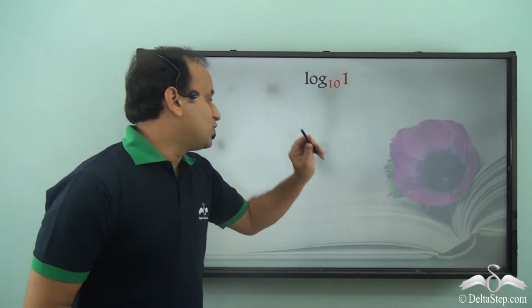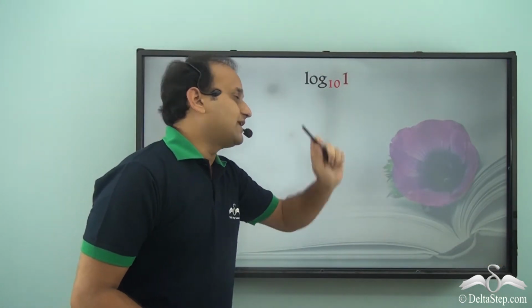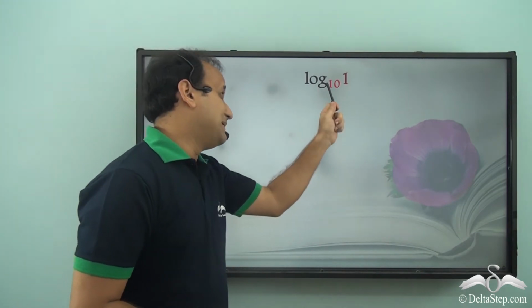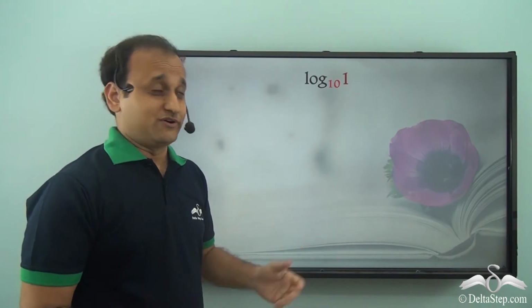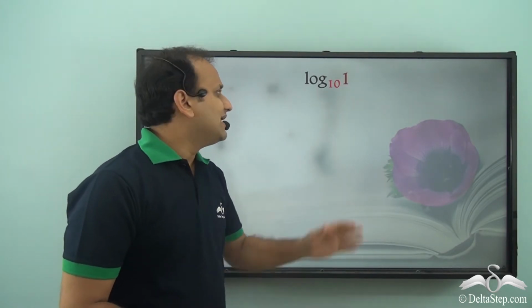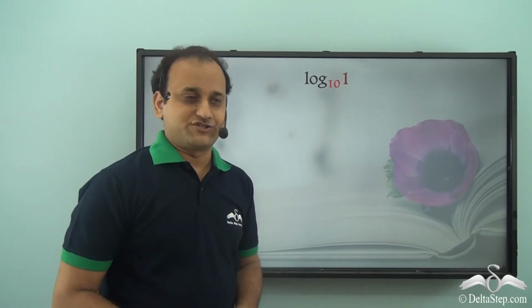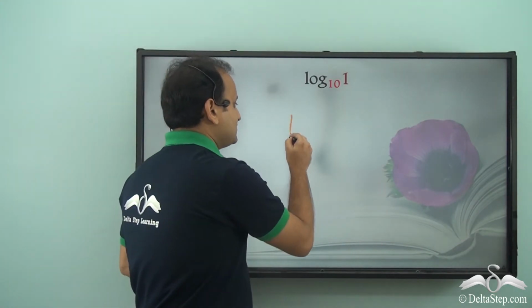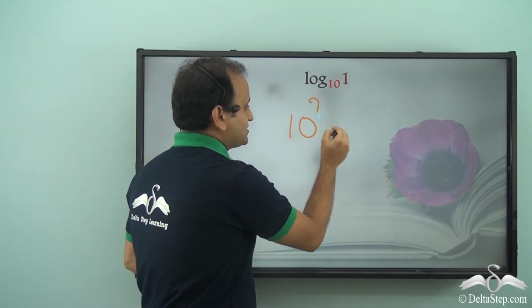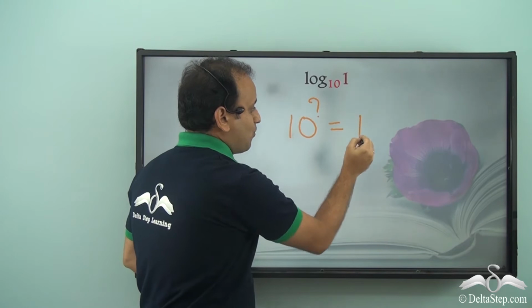So the first question was log of 1 to the base 10. Now, 1 is a really small number, but the base 10 is again a bigger number. So you have a bigger base and a smaller argument. So let's write it in the form of exponents. We need to find 10 to the power of what is equal to 1.